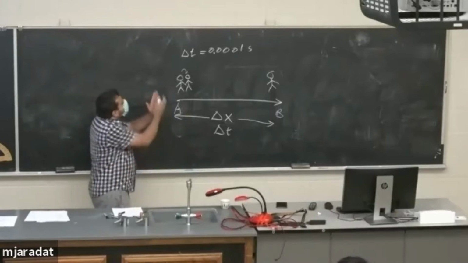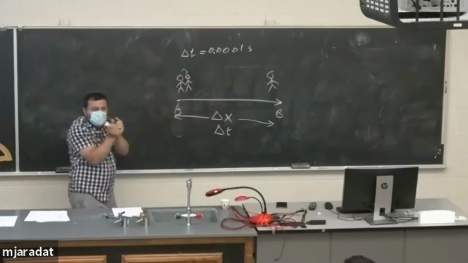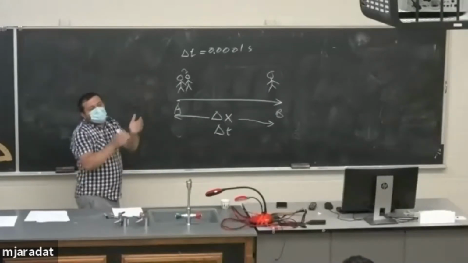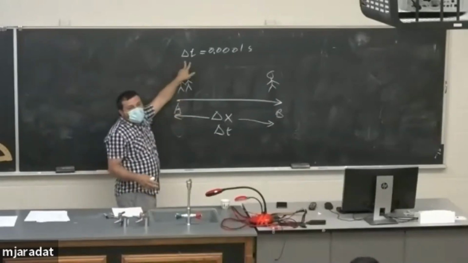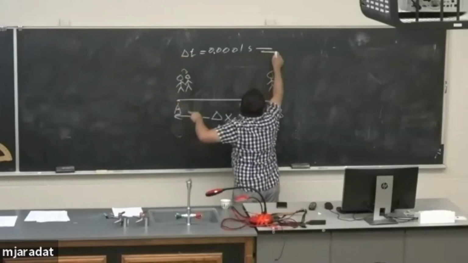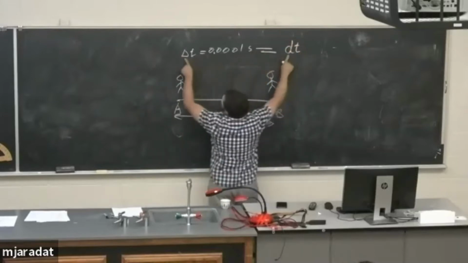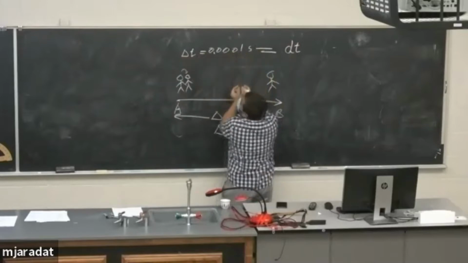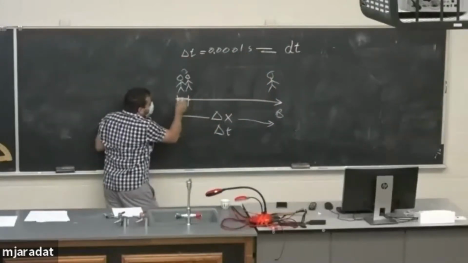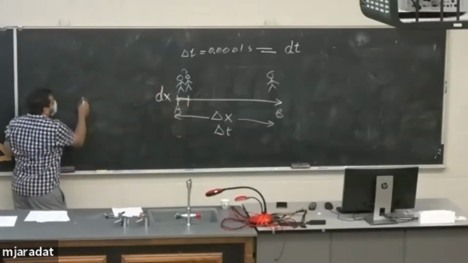In this case, delta t is very big. We need another thing that is small. In math, we need to find the limit of delta, which is d. In this case, it will be equal to dt. So d is the same as delta, but it is small. And delta x, in this case, is very small. It will be dx.